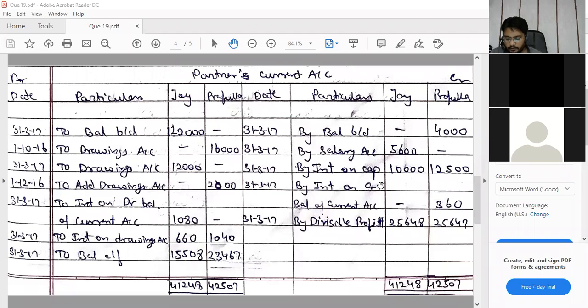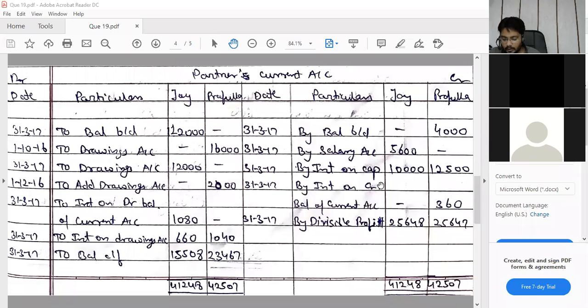Fifth adjustment, Jai withdraws 1,000 per month on the last date of each month, and Prafulla withdraws on 1/10/16. So again, this will affect your interest on drawing, which we already calculated yesterday, right? So the fifth adjustment is also over. It will affect your calculations.